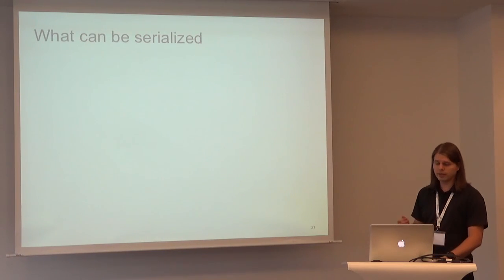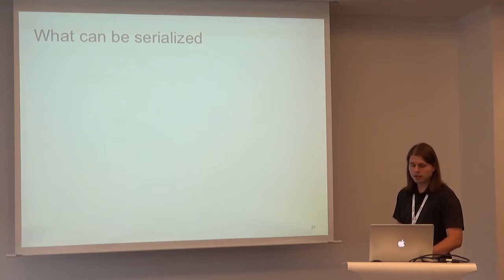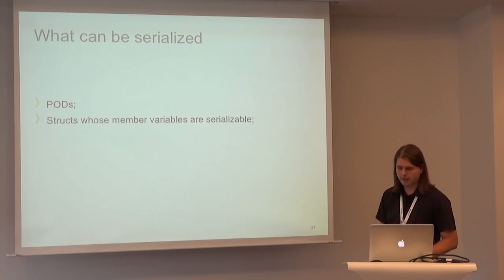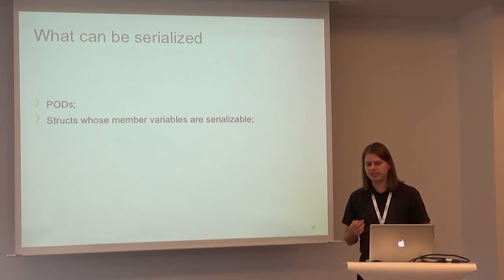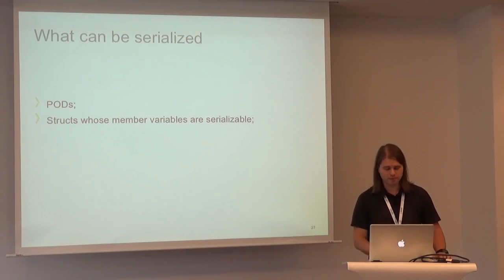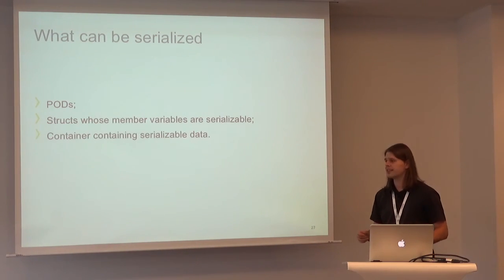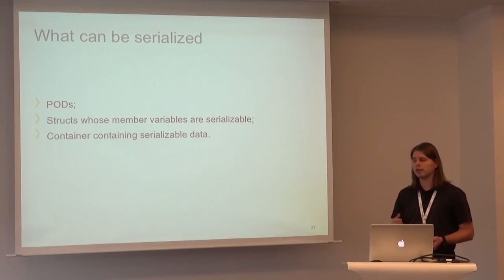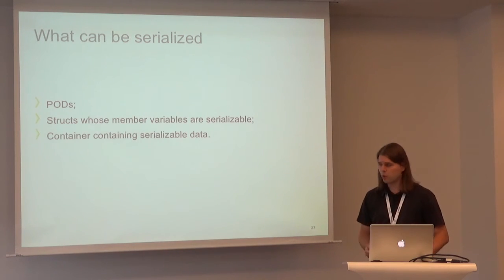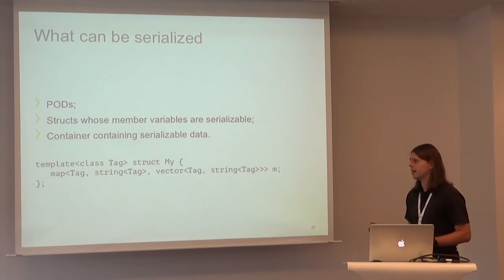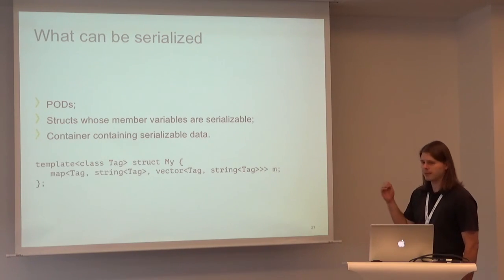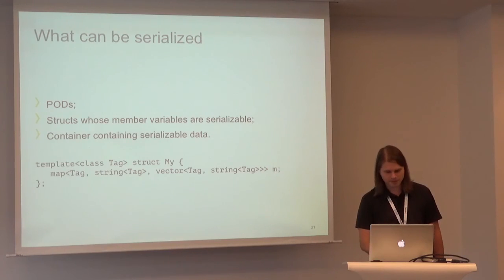First of all, what can be serialized? No surprise, we can serialize plain old data. Then we can serialize user structures, provided we know how to handle member variables of the structures. And lastly, we can serialize containers if we know how to handle the data the containers hold. This criterion is kind of recursive, so we can easily handle some complicated things like structures possessing a map of string to a vector of another structure possessing, well, whatever else.